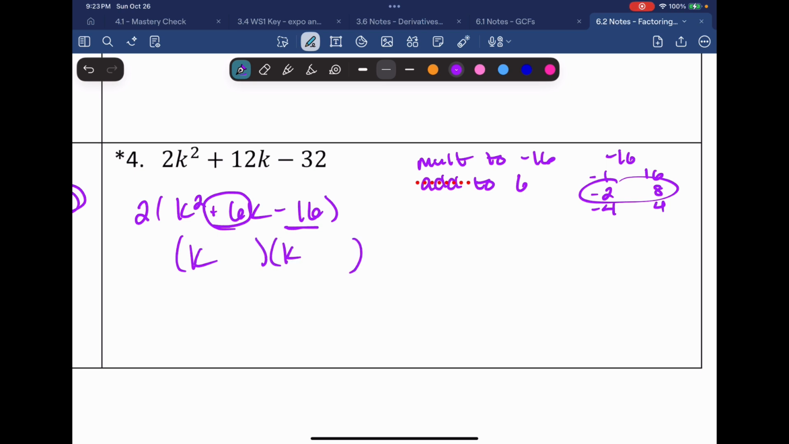So k squared is k times k. And the first factor, minus 2. Second factor, plus 8. Do not forget your GCF. It is a factor.